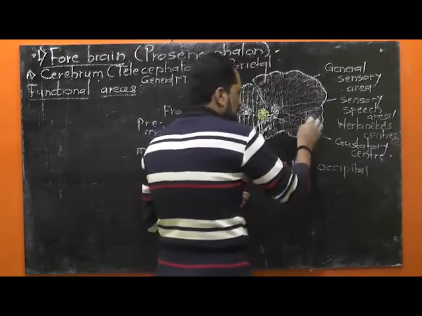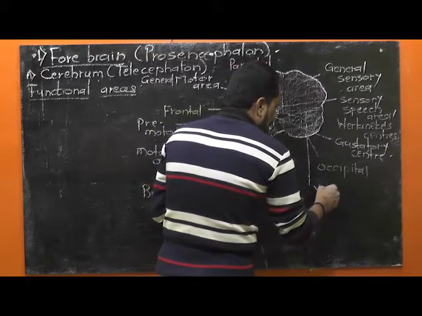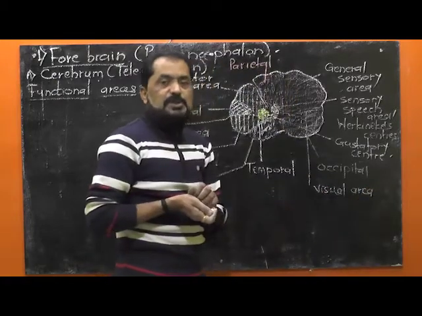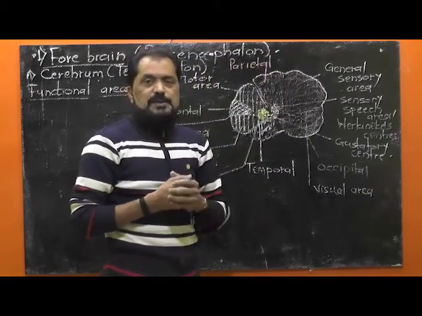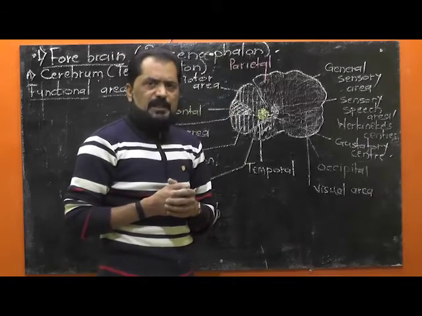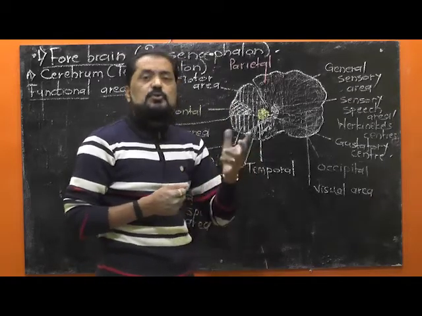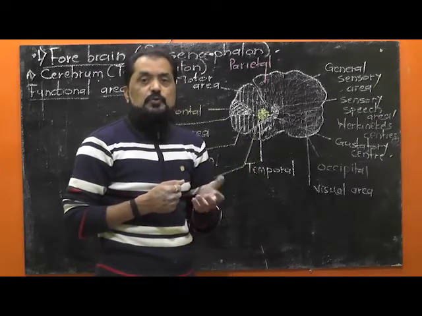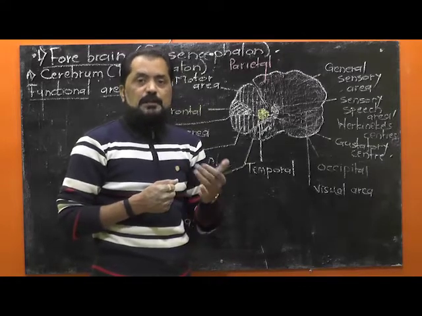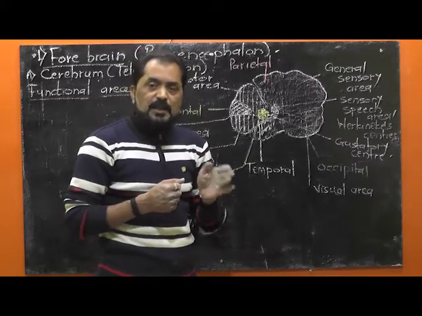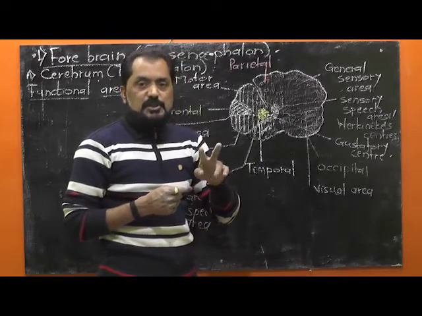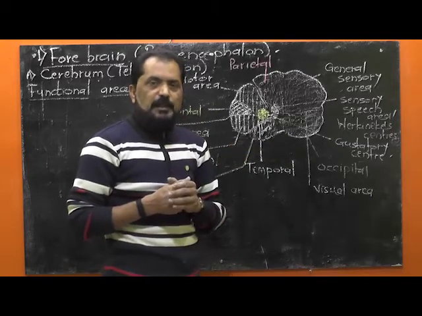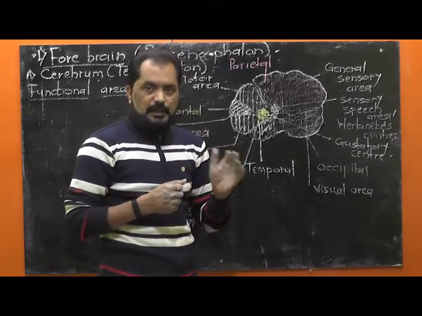Occipital lobe shows presence of visual area, general visual area, sensory visual area, which is responsible to perceive the stimulus of vision, as well as the association visual area. Here the analysis and interpretation of the visual impulses is carried out, and if necessary the information is stored. So mainly the occipital lobe contains the visual area and association visual area.